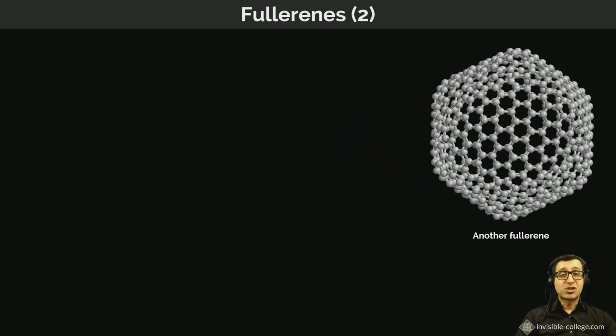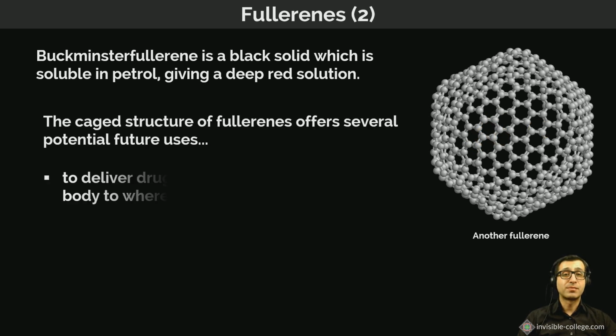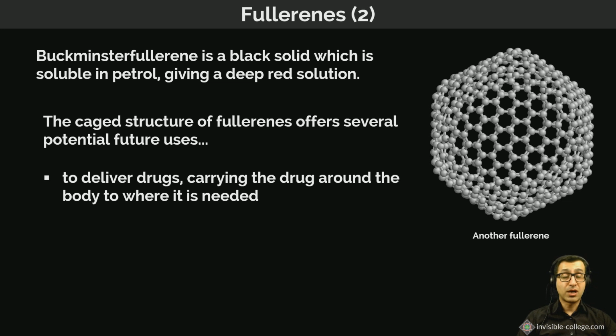Buckminster fullerene is a black solid. Now it does have some interesting properties. It is soluble in petrol, and when it does dissolve in petrol, it gives a deep red solution. Now the caged structure of fullerenes like this one gives them a lot of potential uses for things like drug delivery systems, where they can carry a drug around the body inside this molecular cage, and then allow it to be delivered to a particular part of the body where it's released from that packaging system, if you like.